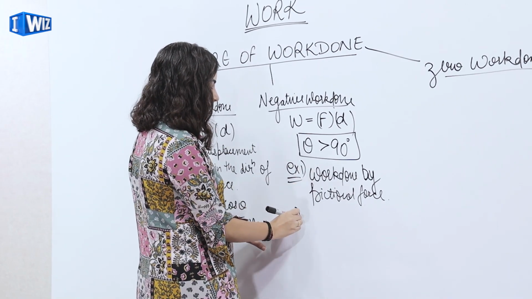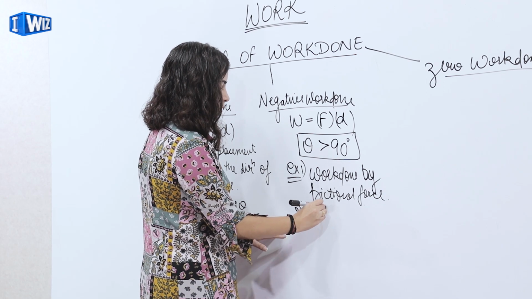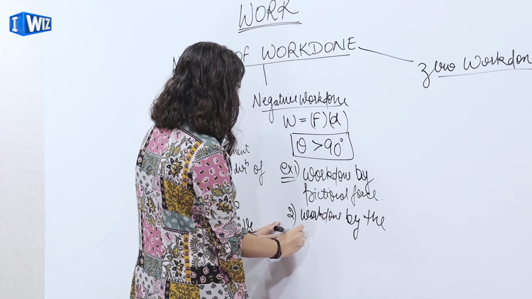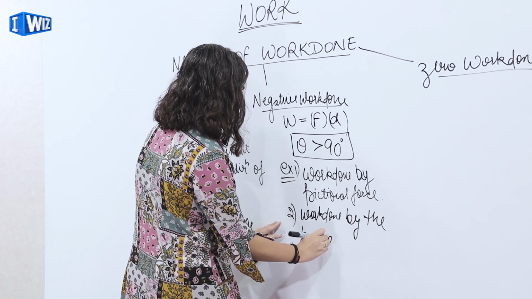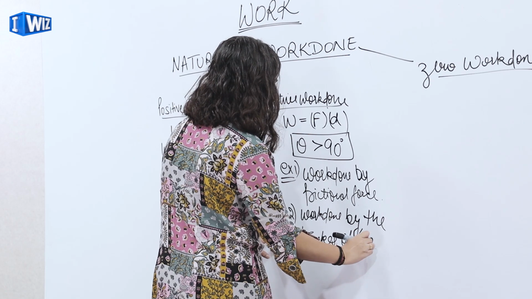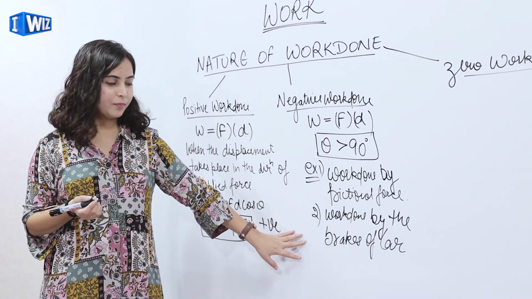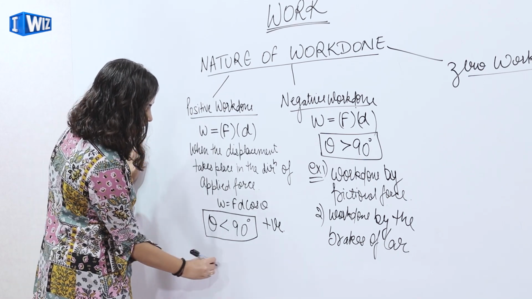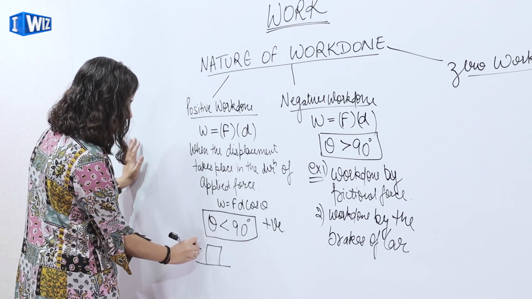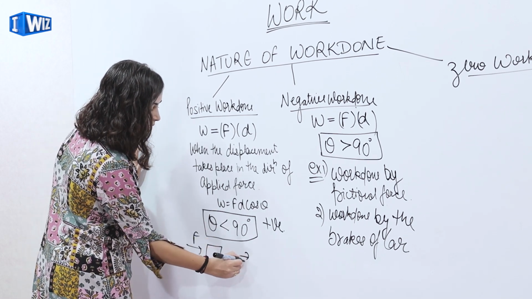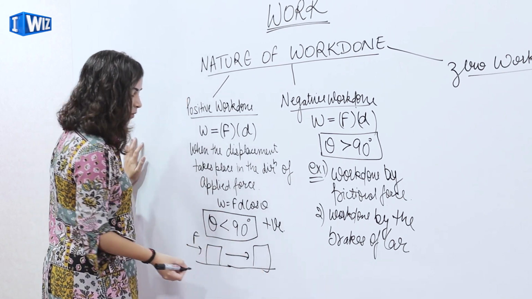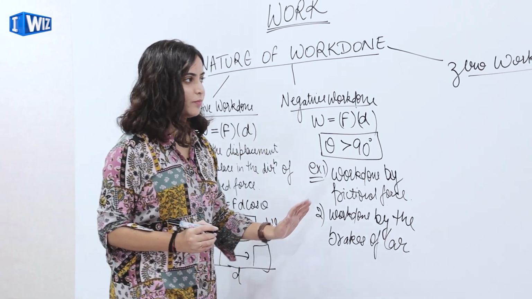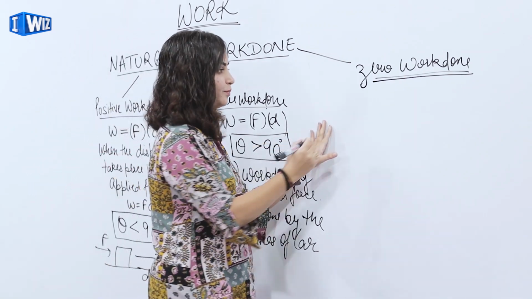Another example can be work done by the brakes of a car when we stop a car. And for positive work done there are many examples. We can consider the same example. A box is there and we apply a force and the box displaces in the same direction as the applied force. So this is an example of positive work done. Negative work done.